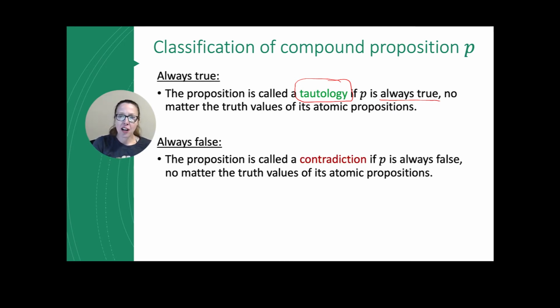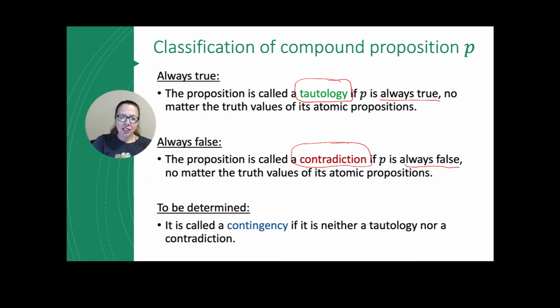There are other compound propositions that will always be false. If it's always false, no matter how we assign those truth values, then this is called a contradiction. And finally, there are times where it has to be determined. So there are combinations of truth values that will lead it to be true, others that will lead it to be false. And so those atomic proposition truth values, they matter. This is called a contingency.